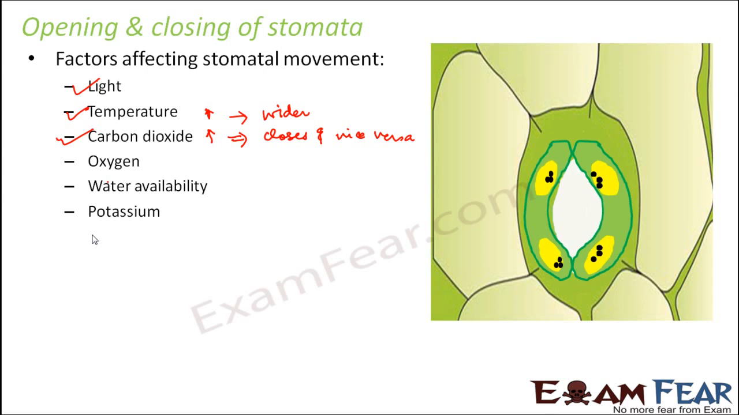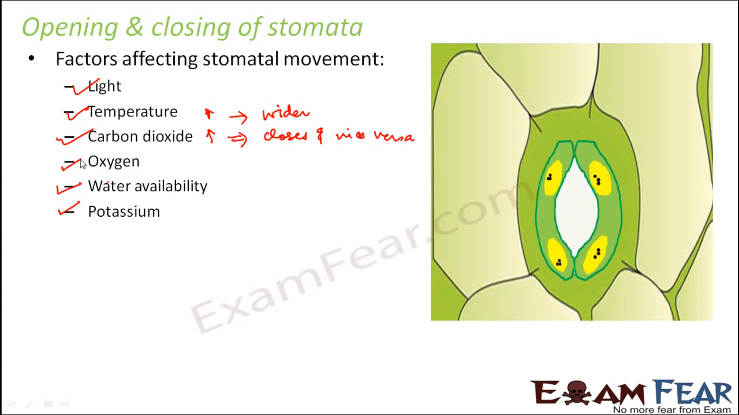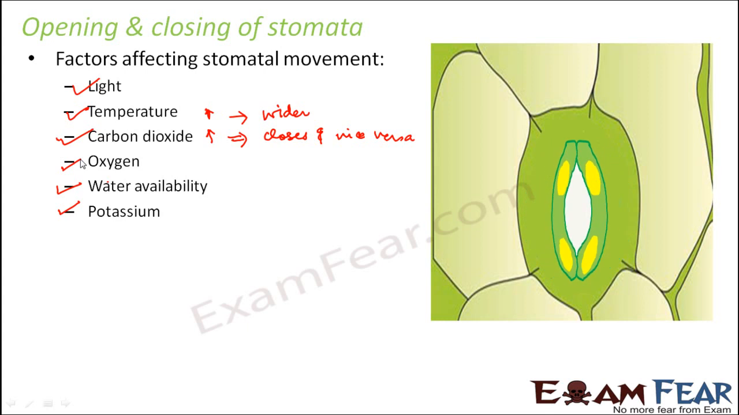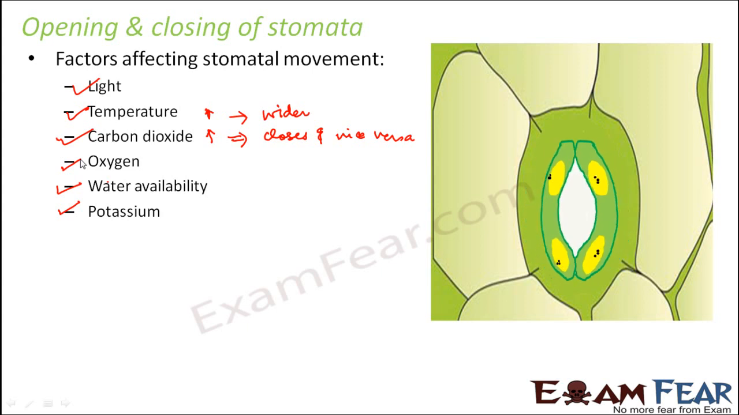And the last is potassium. As we explained just now, the concentration of the potassium ion definitely directly impacts the opening and closing of the stomata. So these are some of the factors which affect the opening and closing of the stomata. Now that we have got a good idea about the structure of stomata and behavior of stomata, understanding the concept of transpiration pull will become easier.